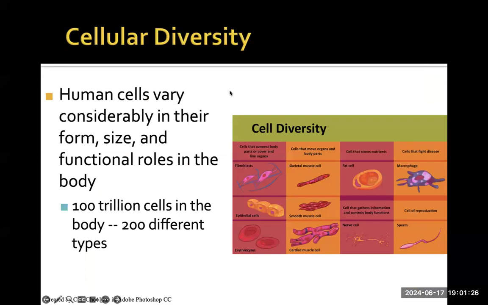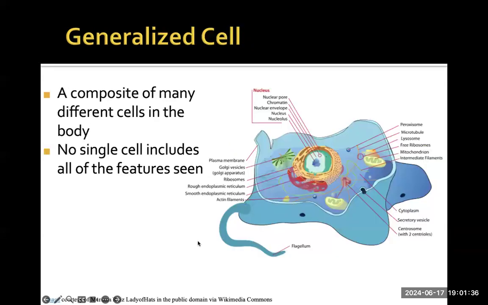There's a lot of diversity in our body, as you guys can see, and each type of cell has a different function. So there's approximately 100 trillion cells in the body and 200 different types of cells. The general cell itself is composed of many different organelles inside of it. There's no single cell that includes all of the features that you see here. They just put all of the features in here so that you guys can identify what they would look like if it was a part of a cell.